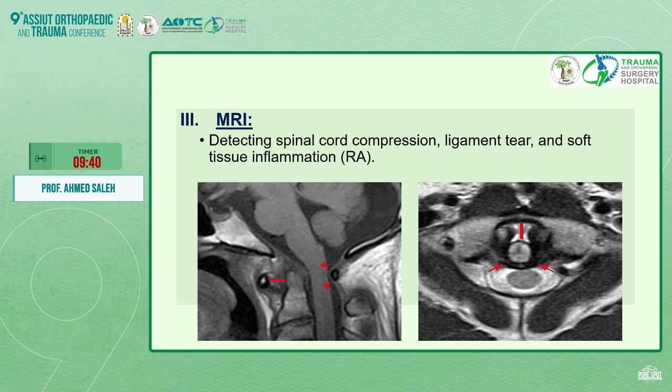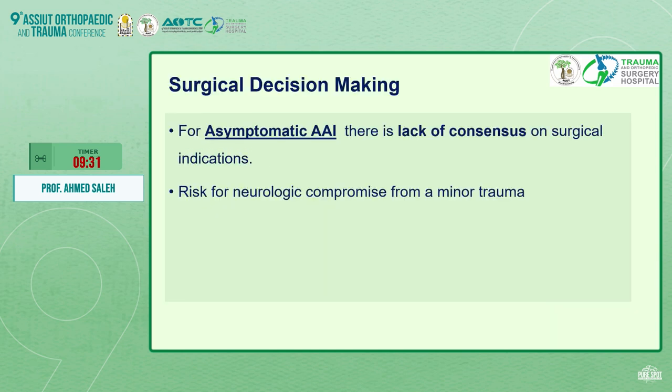MRI is important for spinal cord compression, ligament tear, or soft tissue inflammation as in rheumatoid arthritis. For surgical decision making, most of our cases are asymptomatic, and we should emphasize there is a lack of consensus to operate or not to operate, although these cases have a higher risk of neurological compromise even from minor trauma.